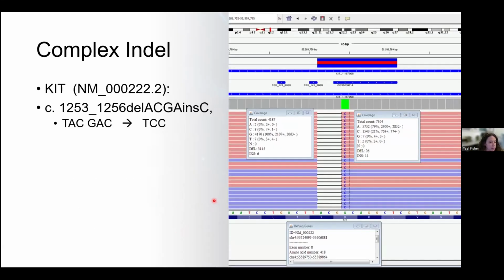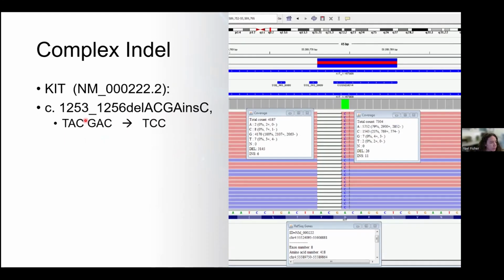Sometimes these insertions and deletions are more complex. We need to be mindful of the reading frame. So it's important to recognize if the complex insertions and deletions affect the reading frame. This is an example of a deletion and insertion in KIT. There's a deletion of 4 base pairs and then an insertion of one of them. So in total, this is an in-frame variant because we have a change in only these 3 bases.